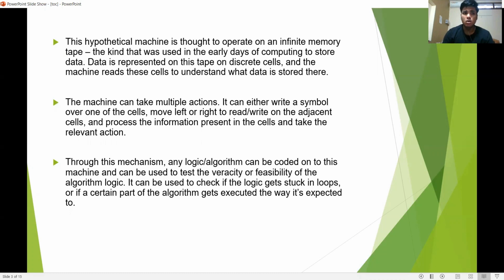It can either write a symbol over one of the cells, or move right or left to read or write the adjacent cells, and process the information present in the cells and take the relevant actions. Through this mechanism, any logic or algorithm can be encoded onto this machine and can be used to test the veracity or feasibility of the algorithmic logic. It can be used to check if the logic gets stuck in loops or if a certain part of the algorithm gets executed the way it's expected to.